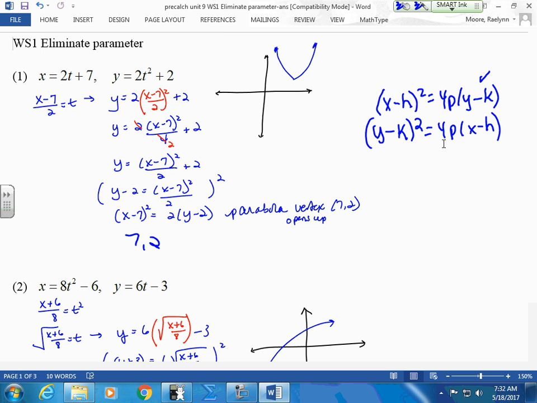By looking at my vertex and at this graph, I can absolutely see the 7, 2. I could see that this is positive. This is my 4p. My 4p is positive. It opens up. I don't care what p is, but my 4p is positive, so it opens up. So I know that I have the right equation, because that's going to help you out.